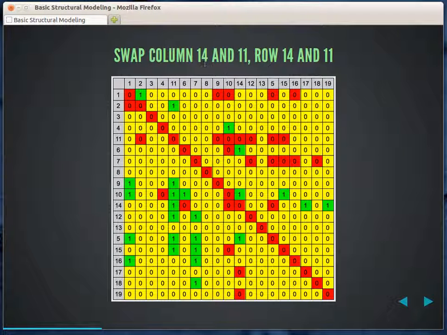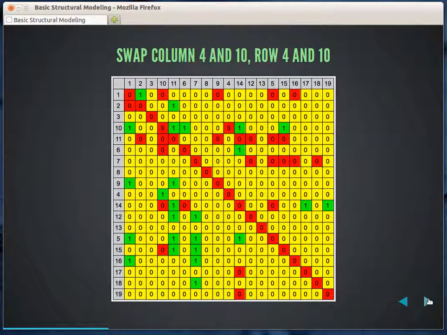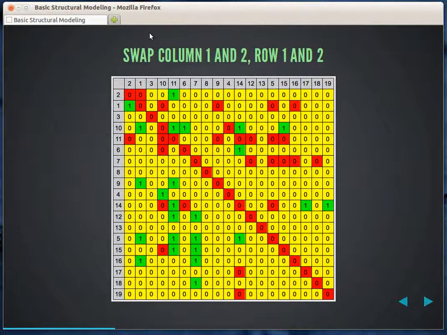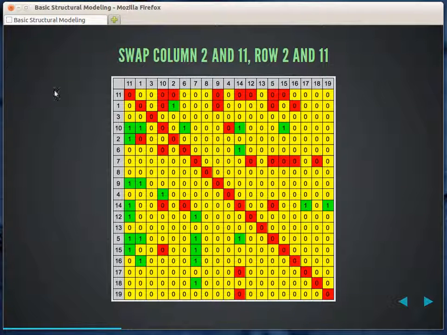And then we swap column 14 and 11. And then we swap 4 and 10. Then we swap column 1 and 2 up here at the top, okay? Swap column 1 and 2, we brought the 1 into lower triangular up here, put the 0 up there. And then we swapped column 2 and 11. So now what we're doing is we're starting to, instead of randomly just selecting cities that were in the upper triangular, we're starting to have a strategy about how to actually solve this problem.